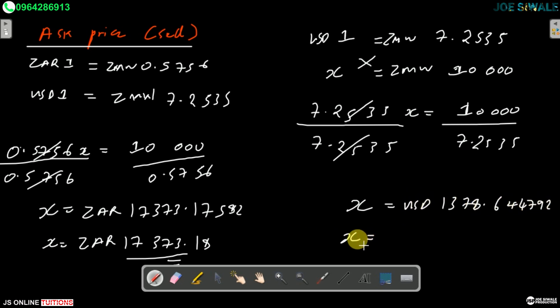So to give our answer in 2 decimal places, our answer is going to be 1,378.64 US dollars. That means that this graduate is going to have 17,373.18 South African rands. Then it's also going to have 1,378.64 United States dollars at departure. Let us look at Loma numero 2.